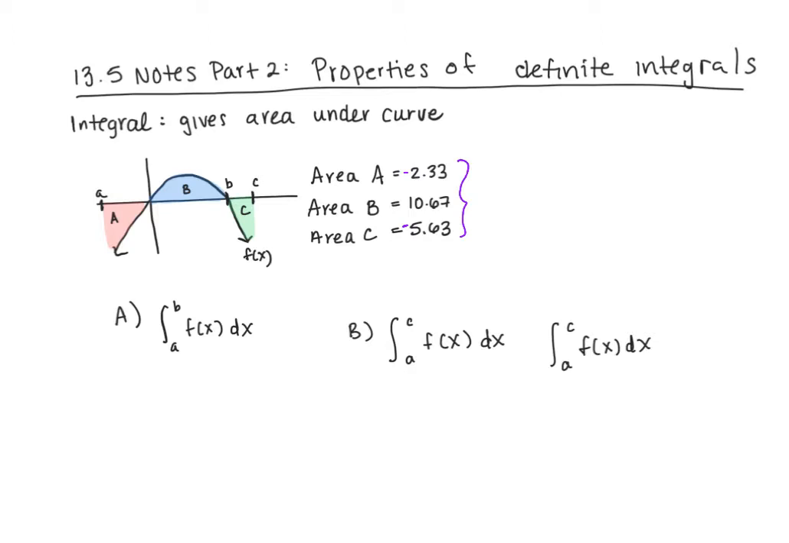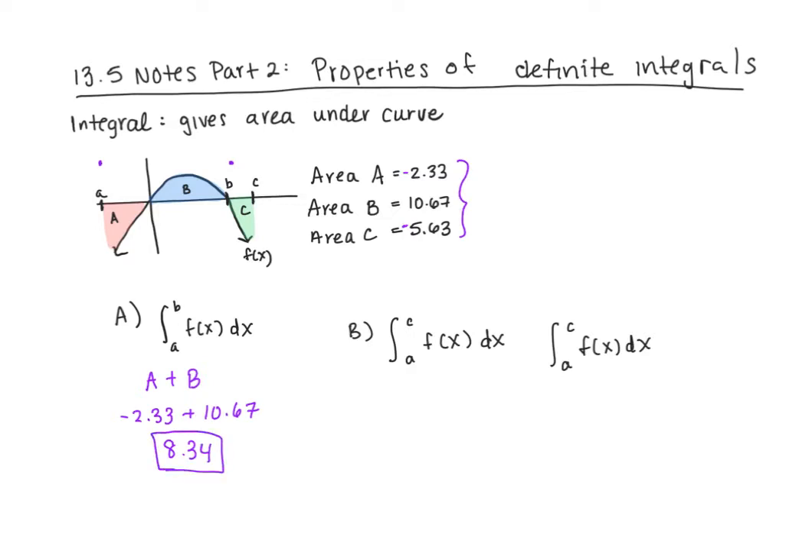So for part A, it wants us to find the integral from A to B of f of x dx. So that means we're going to find the area from this point all the way to this point. So we're going to add all those areas together. So we're going to add area A plus area B. Well, area A is negative 2.33 and area B is 10.67. And we can simplify that to be 8.34.